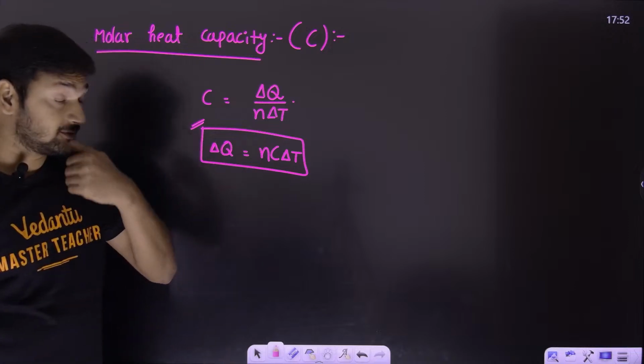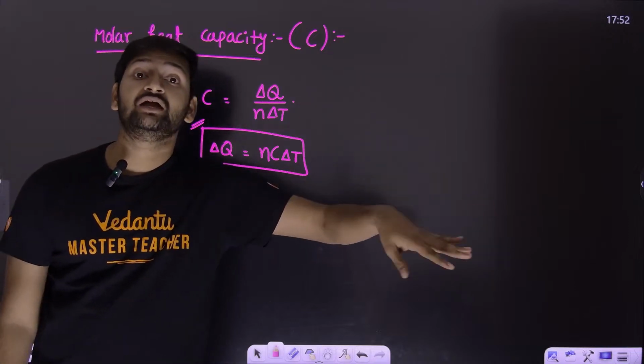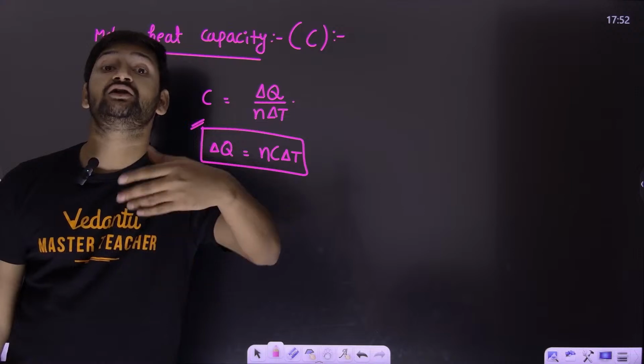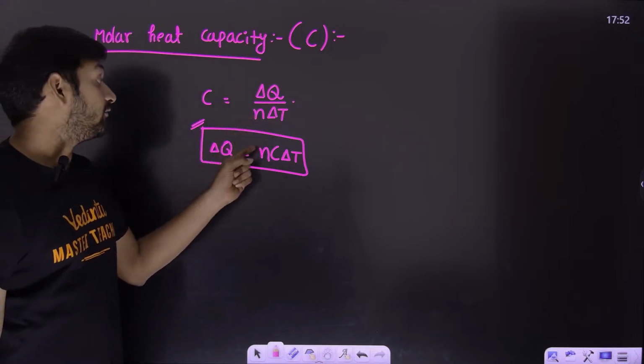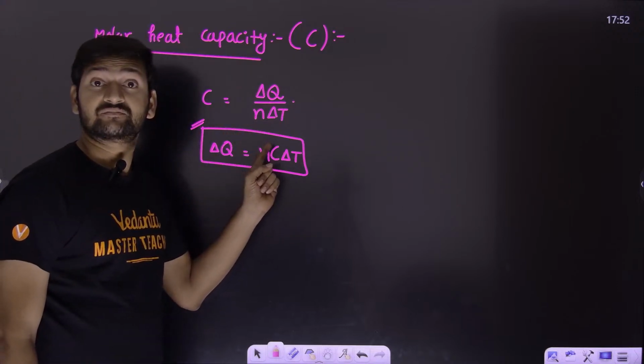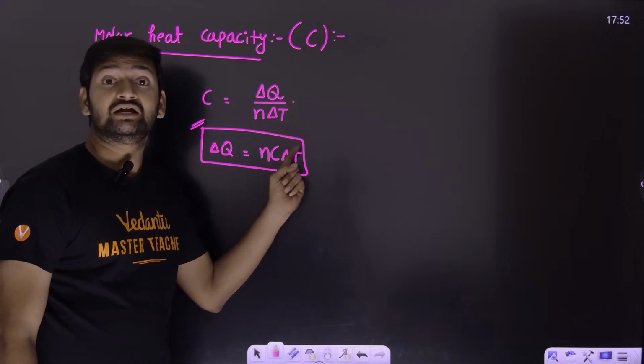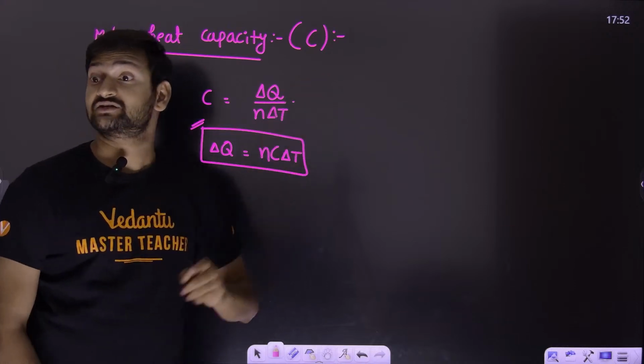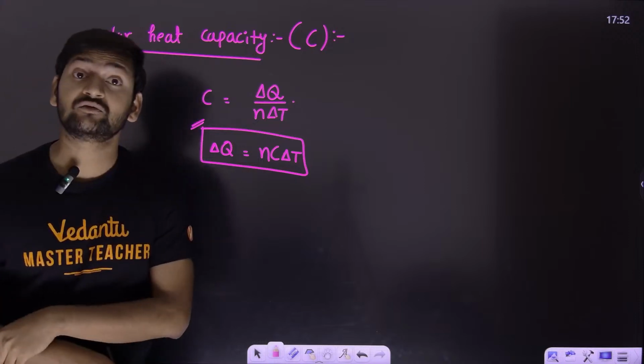So, what is delta Q? It is the amount of heat you have to supply to the gas to change the temperature of n moles of the gas by delta T, which has a molar heat capacity of C.